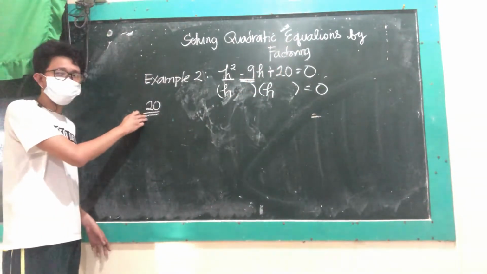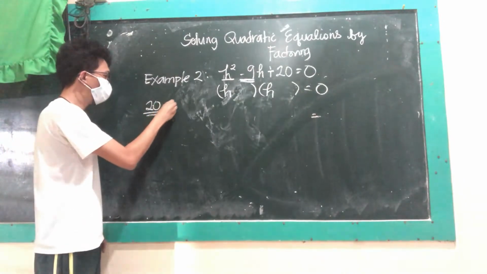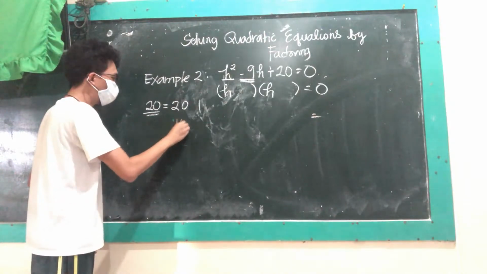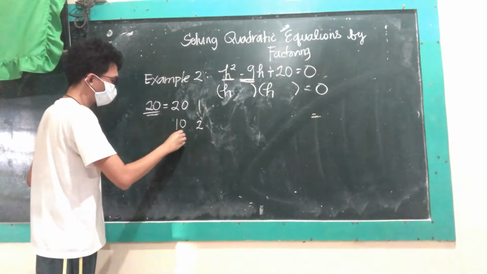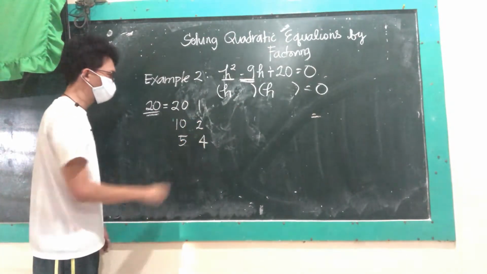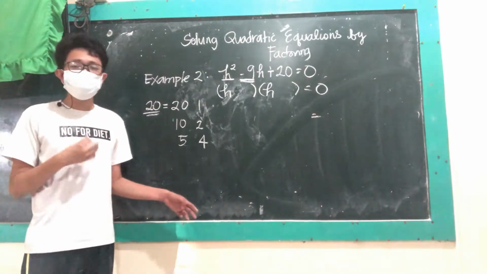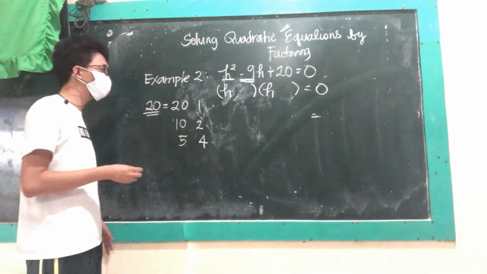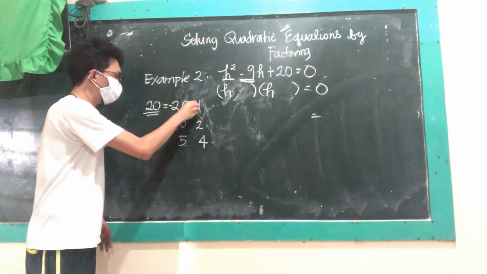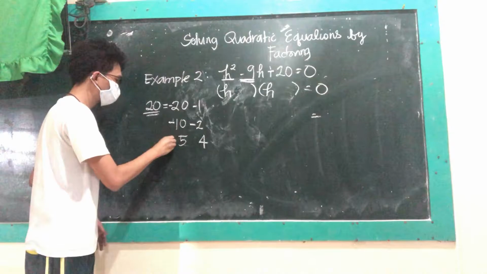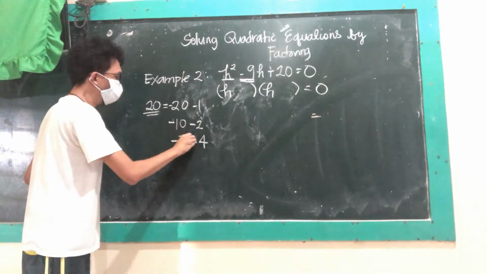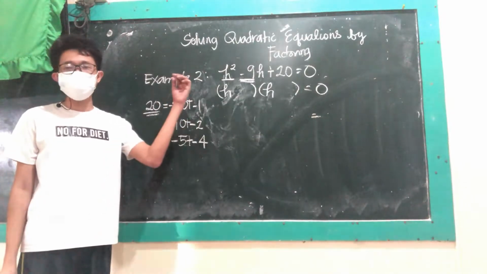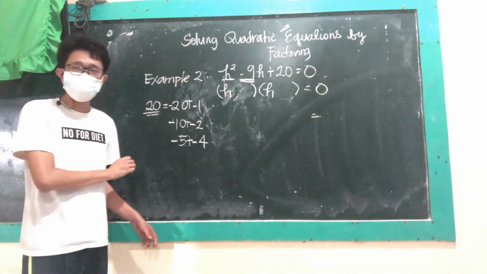So, to get the factors of 20, we have 20 and 1, 10 and 2, 5 and 4. Since our sign on the second term is negative, therefore all factors are negative. Then we will proceed to addition. We will add the pairs of factors of 20.